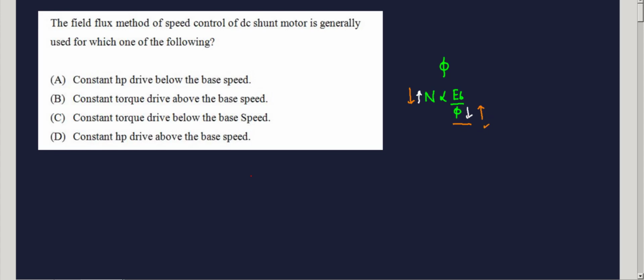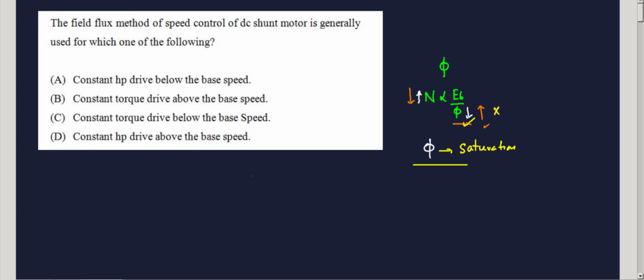If I increase the flux, it goes into deep saturation, so I don't go for this. If flux increases, speed decreases. But if you increase the flux, what happens? The magnetic material, the silicon steel or ferromagnetic material of which the armature is made, goes into deep saturation. So that's why I don't prefer increasing the flux.